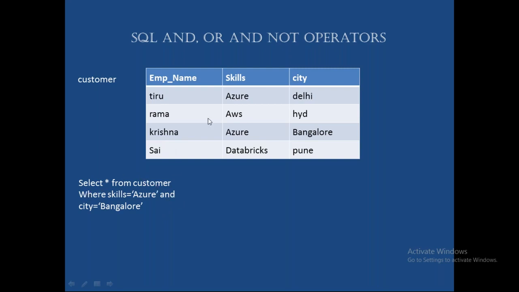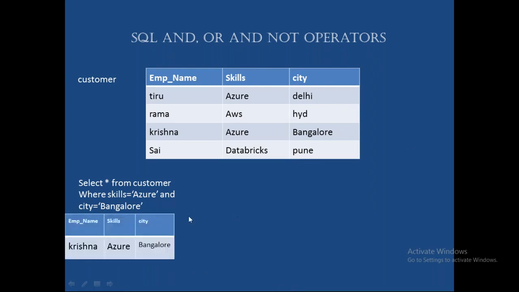See, select star from customer, this is the entire table, where skills equal to Azure. Based on this condition, can you tell me how many records are eligible? 1 and 3. Skill equal to Azure means skill equal to Azure. There are two records. There is one more condition. Not only this condition, there should be another condition also, which should be true. Okay, and city equal to Bangalore. So Azure, along with that, is the city Bangalore or not? Here city is Delhi, so you ignore this record. Here city is Bangalore, so you select the third record. See now, you are getting only the third record.